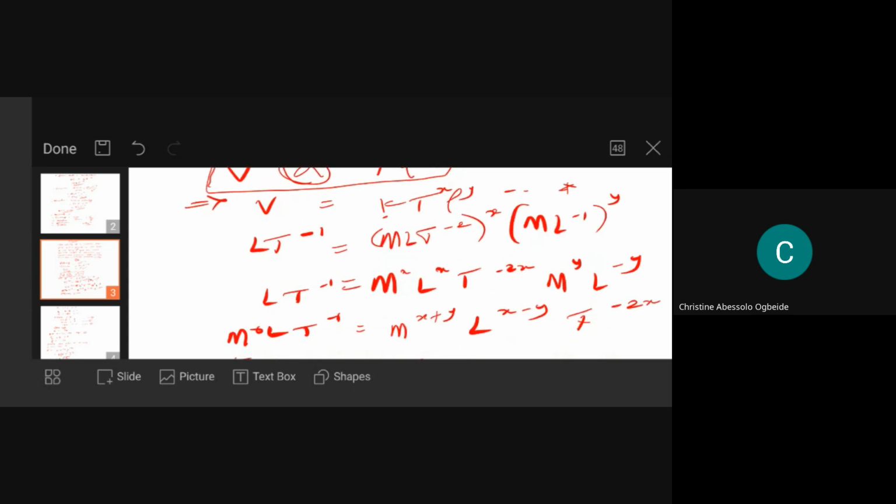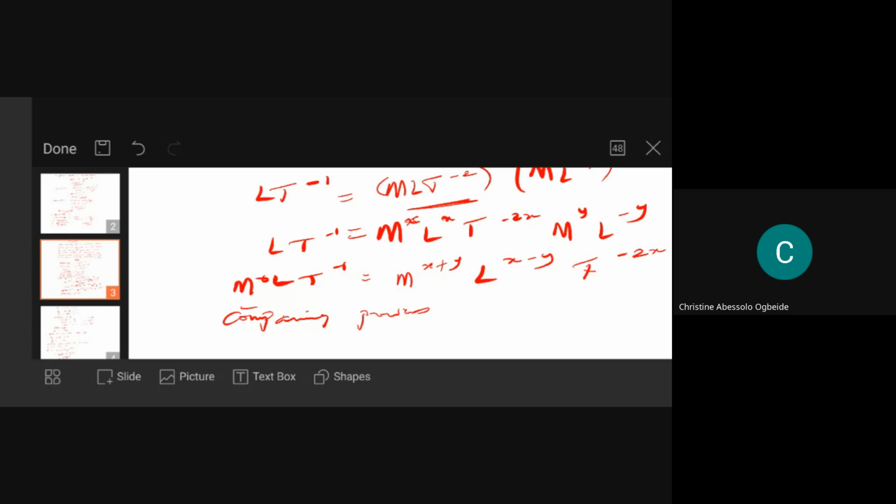You see, I didn't touch the K. I just left the K the way it is. I want to solve for X and Y. That's what I'm after. So I didn't carry the K along. But at the end of this expression, I'll still put back the K. So if I apply indices here by expanding this bracket using the power, this X is going to come for the M. So I have M to the X, I have L to the X, I have T to the minus 2X. That's for the first one. And here I have M to the Y, I have L to the minus Y, because when this Y opens up the power here, this is exactly what I'm going to have.